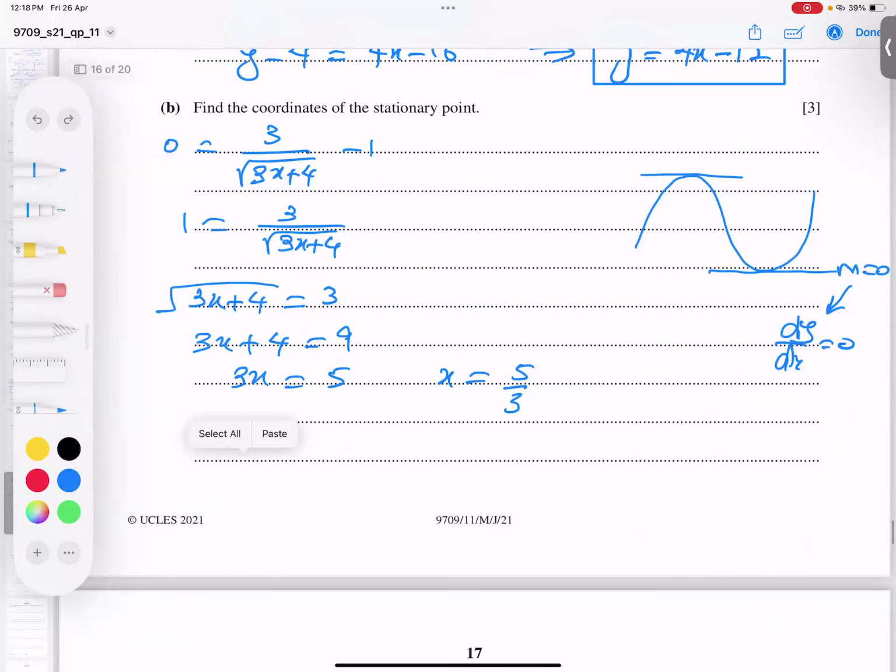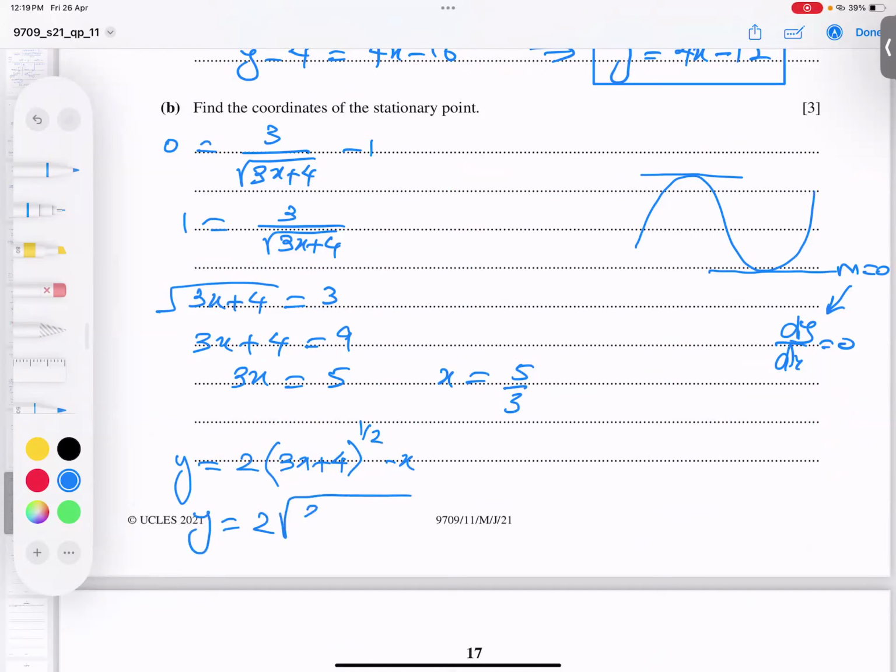And well, if I take it here, when I plug in 5 over 3 here and here, 2 times 2 root 3 into 5 over 3 plus 4 and minus 5 over 3. And the y value is coming 13 over 3. So the point turns out to be x is 5 over 3 and y is 13 over 3. And I believe the point is very clear.